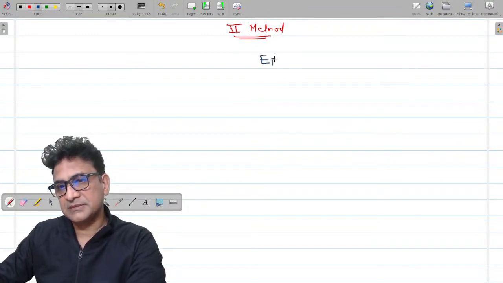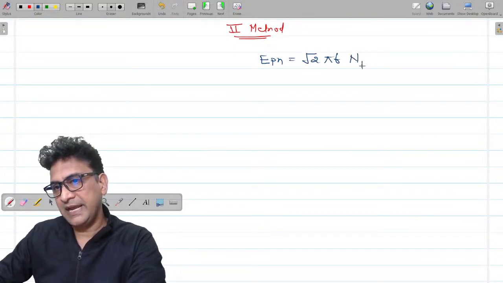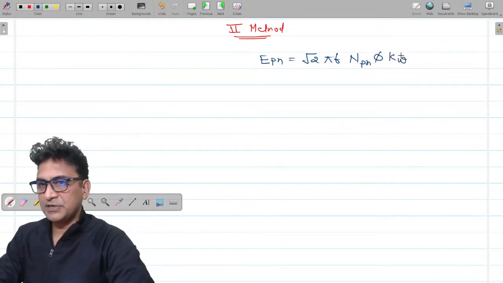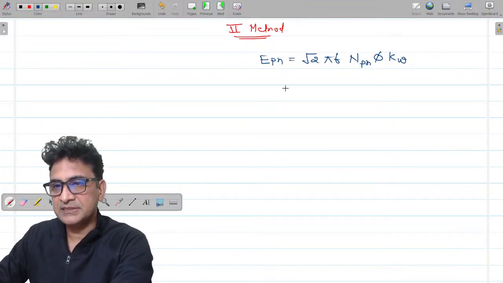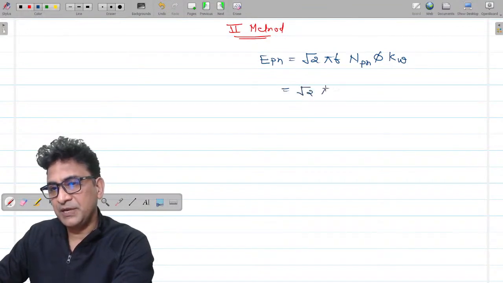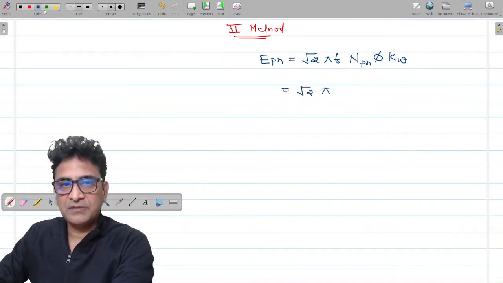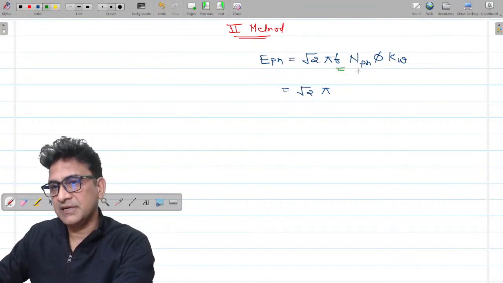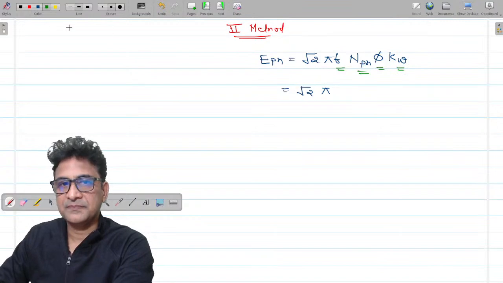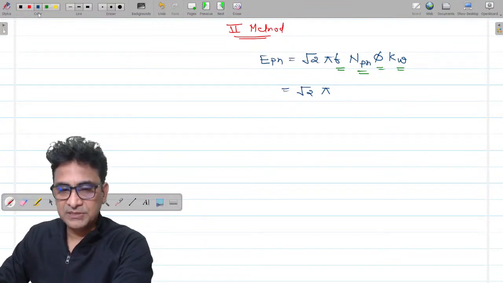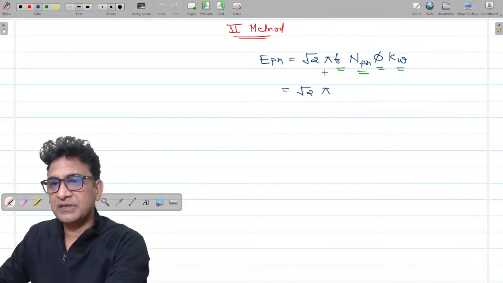And this formula is root 2 pi f N_ph phi multiplied by kW. This is the direct formula to find the induced EMF per phase. By using this formula, you can also find the value of induced EMF. See, this is root 2 into pi. We have to find the value of frequency, number of turns per phase, flux we already found, and the winding factor.